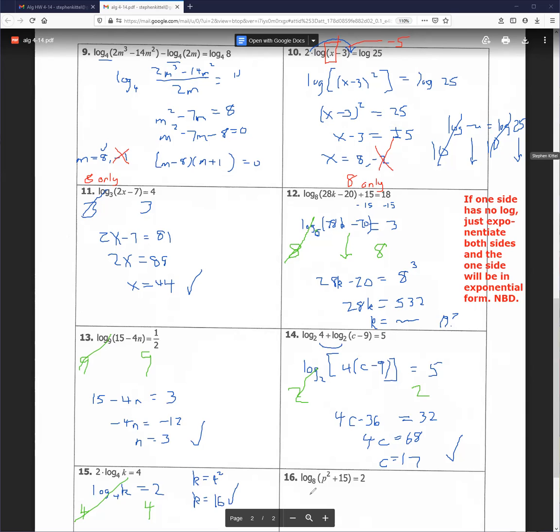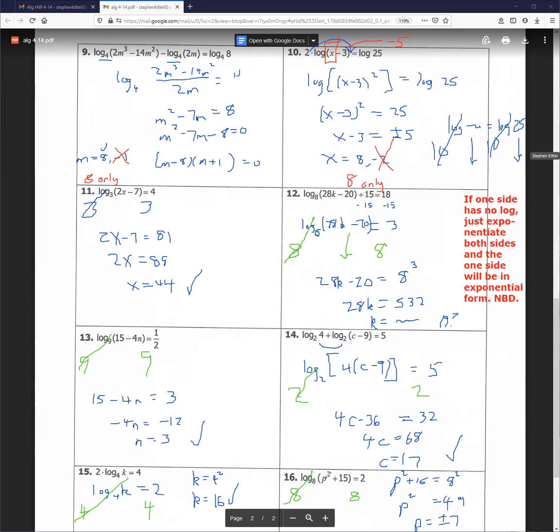All right, 16. We'll do exactly as before, wrong green color. 8 to the on both sides. And now we got p squared plus 15 is equal to 8 squared. So p squared is equal to 64 minus 15 is 49. P is equal to plus or minus 7.